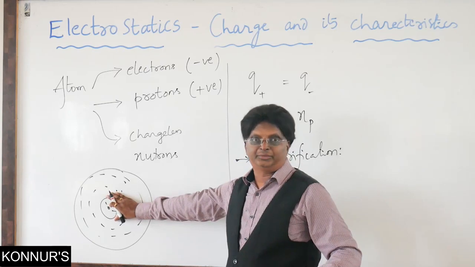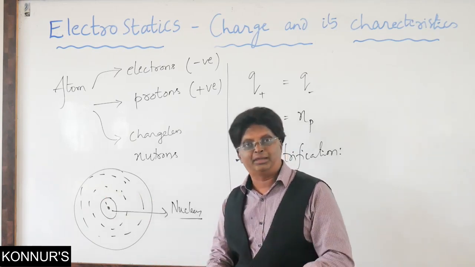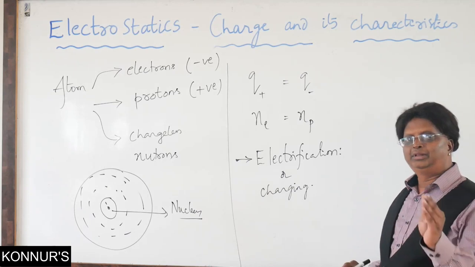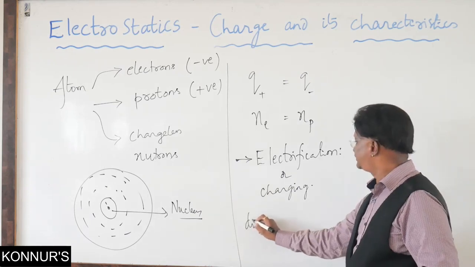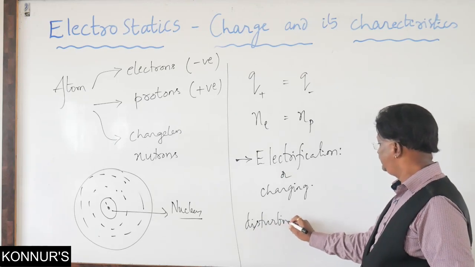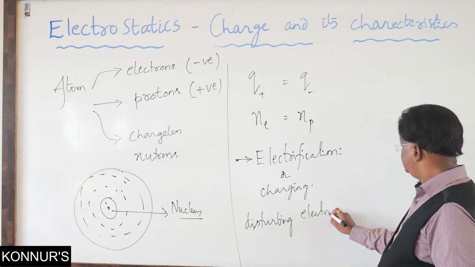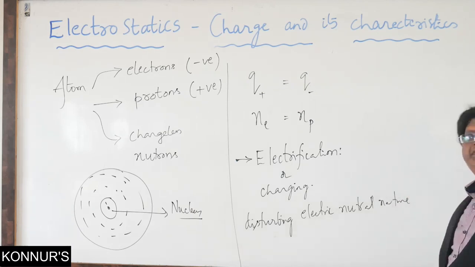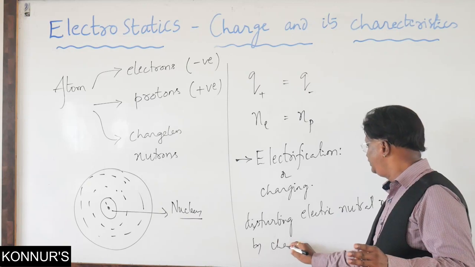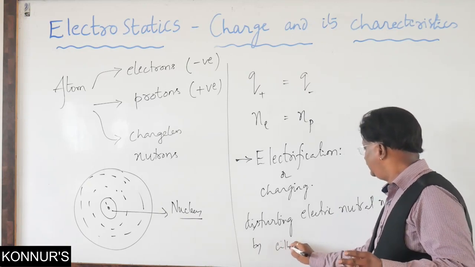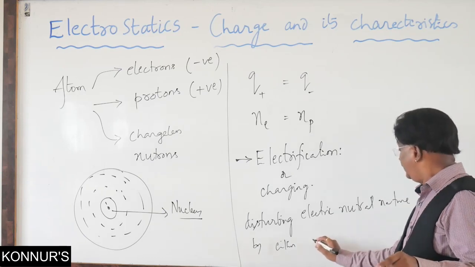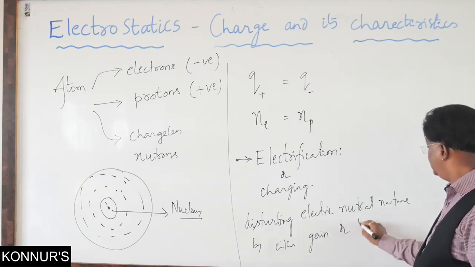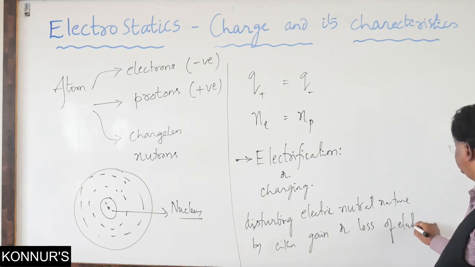Therefore, we just don't discuss about that here. The second one is disturbing electric neutrality by changing the number of electrons. So here, electrification, I will term it as disturbing electric neutrality. Disturbing the electric neutral nature by changing, either, again two ways, either gain of electrons or loss of electrons.